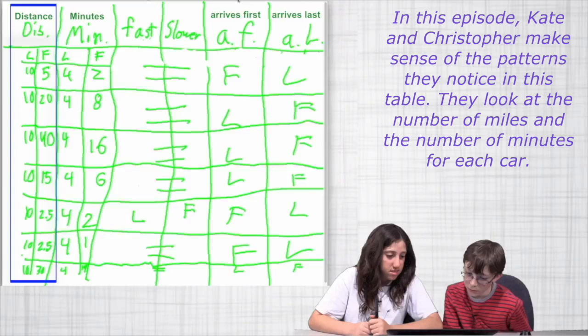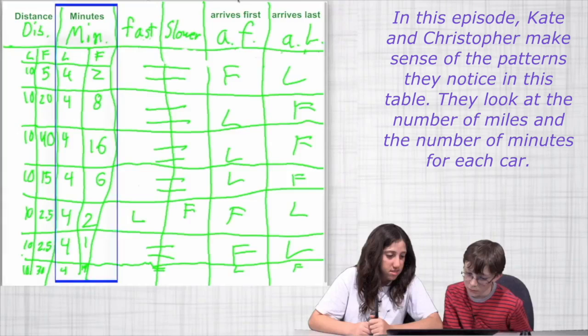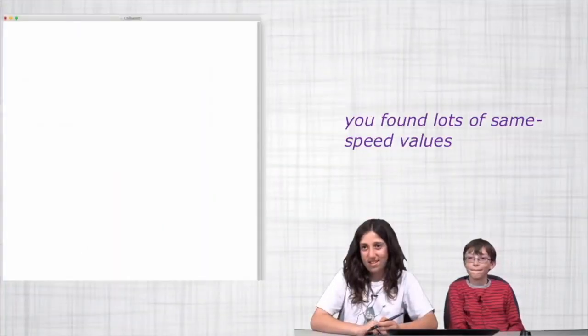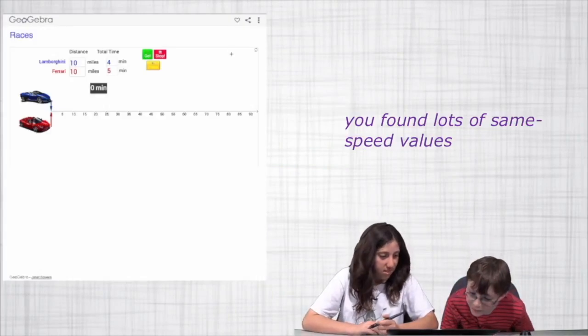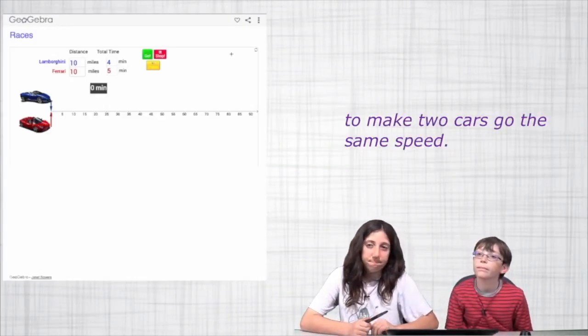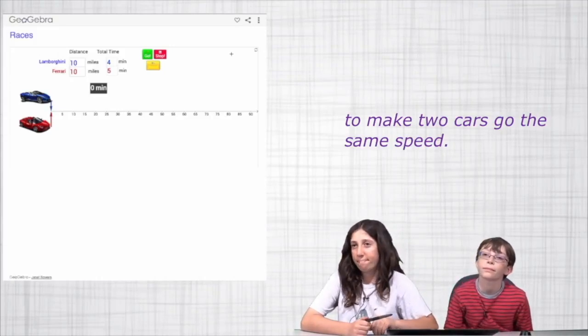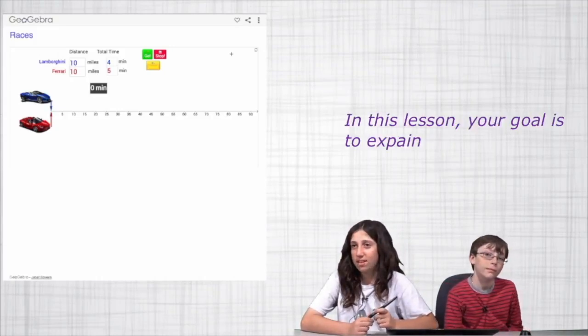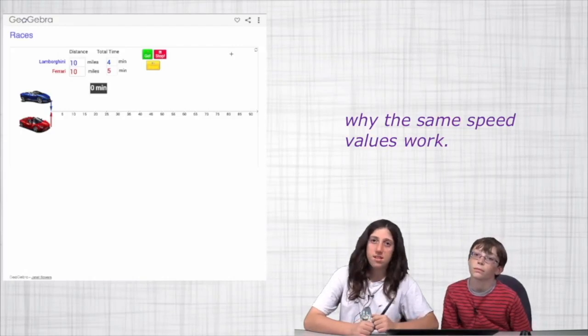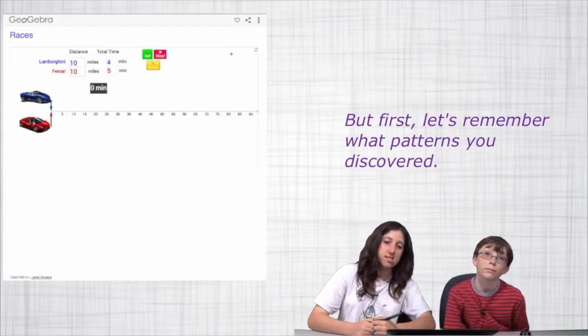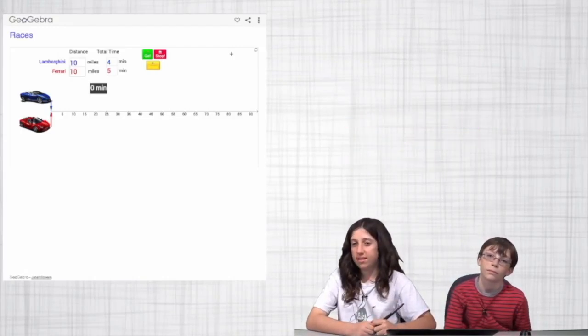They look at the number of miles and the number of minutes for each car. The last time we were together, you found lots of same speed values for both distance and time to make the 2 cars go the same speed. In this lesson, your goal is to explain why the same speed values work. But first, let's remember what patterns you discovered.